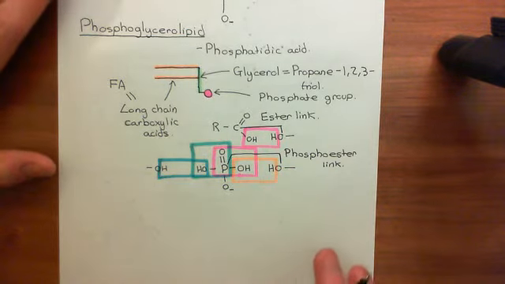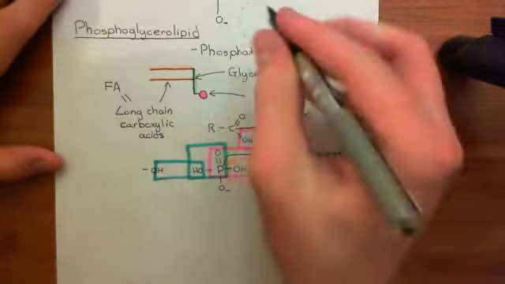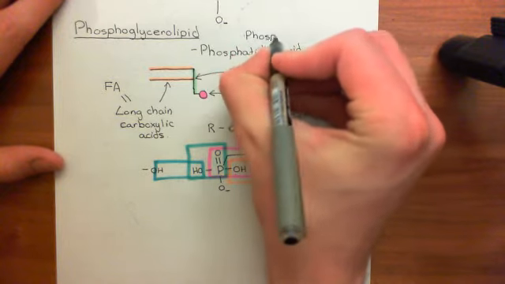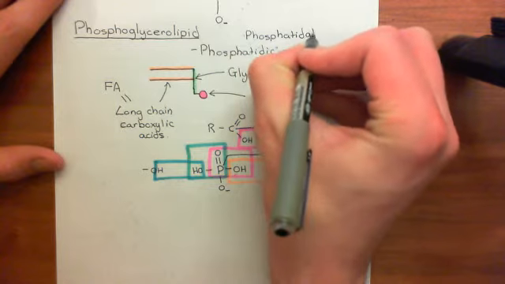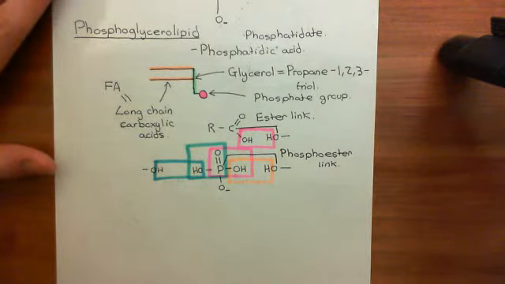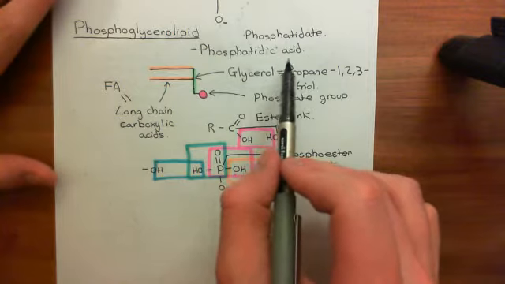Now, let me just also mention the difference between phosphatidic acid and phosphatidate. People will often talk more about phosphatidate than they will talk about phosphatidic acid, and this is the reason. So, why is phosphatidic acid an acid?